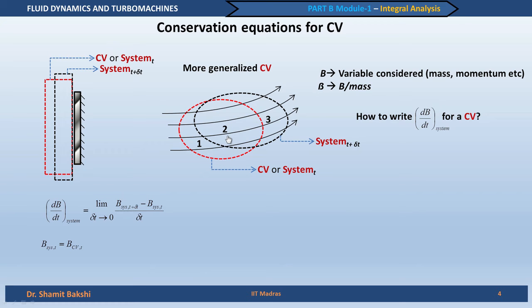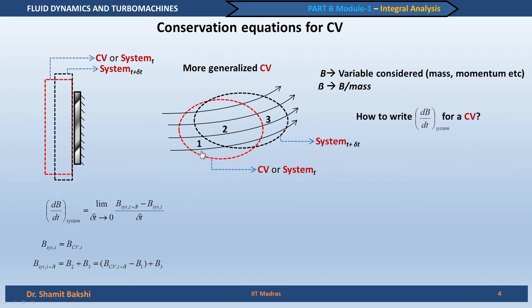Now, this makes it easy to define the value of B for the system at time t plus delta t. So, it is given as this. The value of the variable B for the system at t plus delta t, which is shown by this black dashed line, will be the value of B in region 2, which has remained within the control volume, plus the value of B in region 3, the region which has come out of the control volume. So, that constitutes the value of the variable B for the system at time t plus delta t: B2 plus B3.